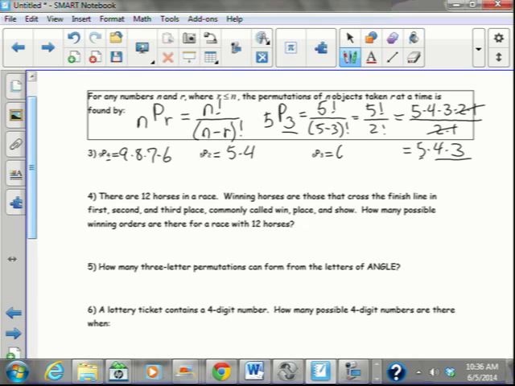6P3 is 6 times 5 times 4. Again, you can use your calculator, it'll do it for you. But a little bit of a shortcut is to look at that number. This number 4 tells you how many factors you need. So you start at whatever the 9 is, and then you go down 1, 4 times.